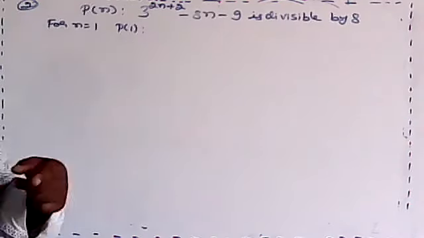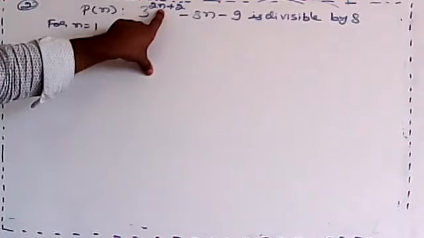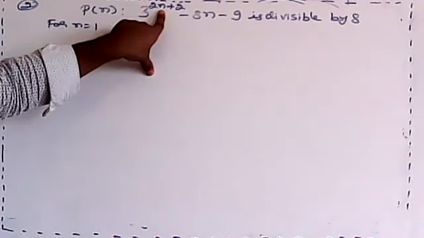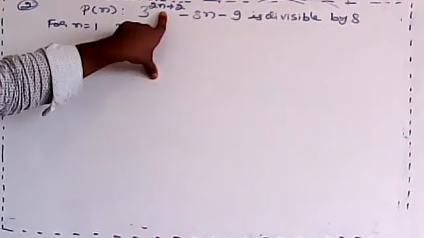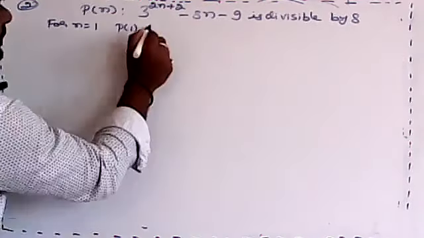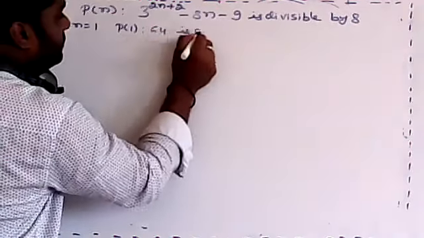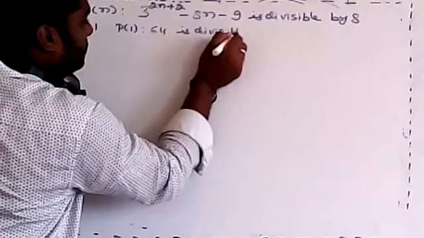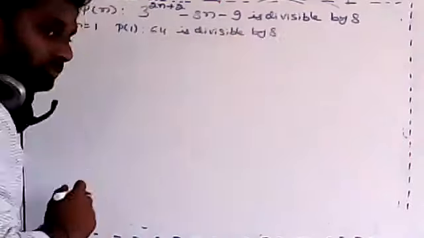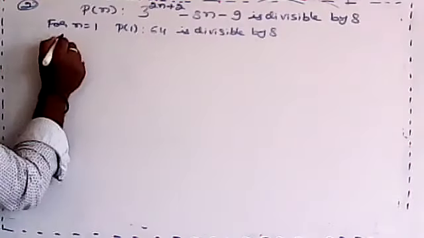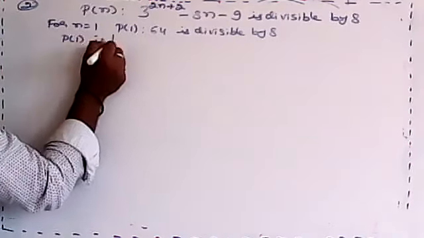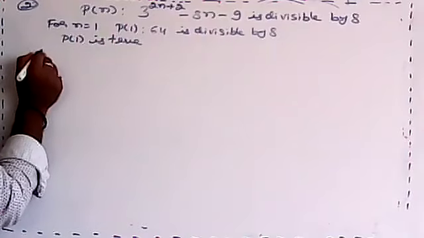Aditi, just try that one. We'll discuss in the next class whether it is divisible by 6 or not. Okay, what do you get here? 64. Correct? Whether 64 is divisible by 8. Correct? Yes. So P of 1 is true.